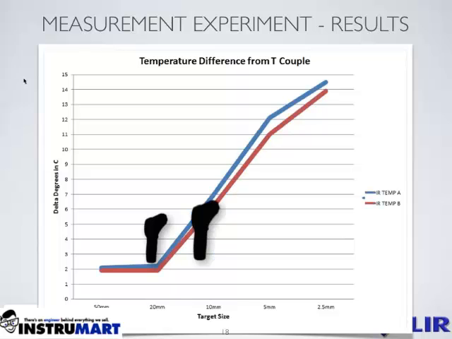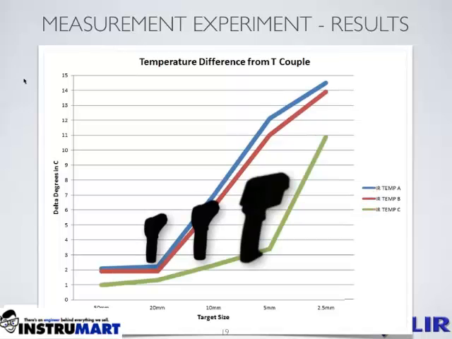Now let's add the measurement results of our second IR thermometer, or what I've been calling IR Temp B, and we'll apply this to the same chart. We see almost the exact measurement pattern for IR Temp B, with slightly less error than our first IR thermometer. Now let's add the measurement results from our third IR thermometer, which I've been calling IR Temp C. This IR thermometer shows much less measurement error with an initial difference of approximately 1 degree from the thermocouple reading on the 50 millimeter target. However, we still see significant measurement error on the 2.5 millimeter target with an error difference of 11 degrees C.